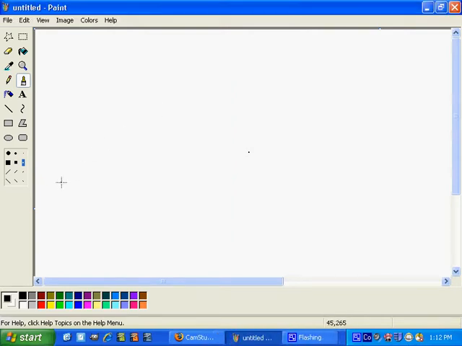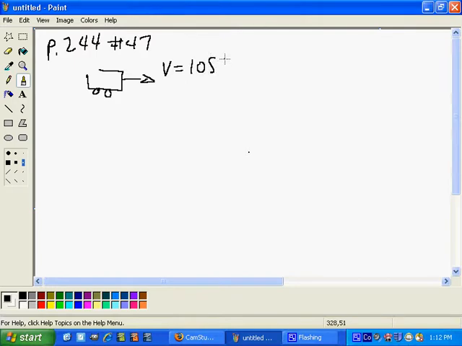So this is question number 47 on page 244. The question says, two cars travel at the same speed of 105 kilometers per hour. So here is one car with a velocity of 105 kilometers per hour, and we'll call that car A. And here is another car, car B, also traveling at the same speed.